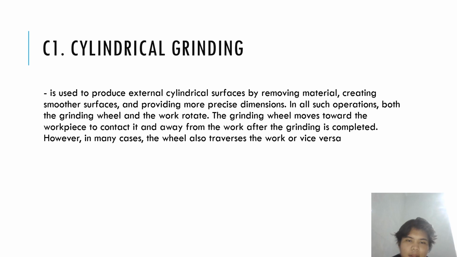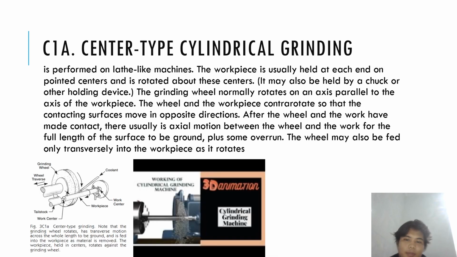Cylindrical grinding is used to produce external cylindrical surfaces by removing material, creating smoother surfaces, and providing more precise dimensions. In all such operations, both the grinding wheel and the work rotate. The grinding wheel moves towards the workpiece to contact it and away from the work after the grinding is complete. However, in many cases, the wheel also traverses the work, or vice versa. Center type of cylindrical grinding.